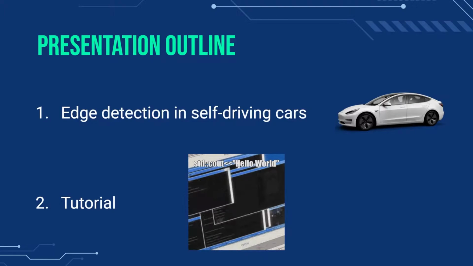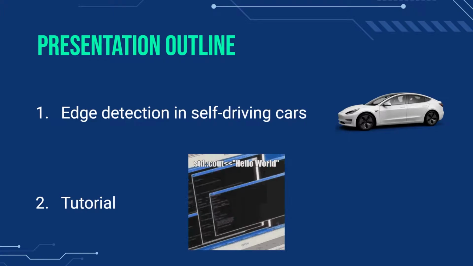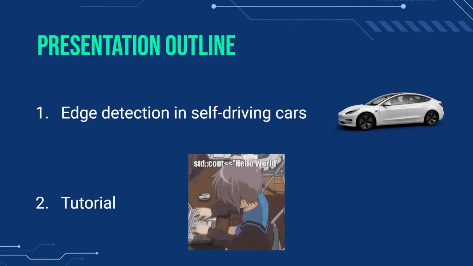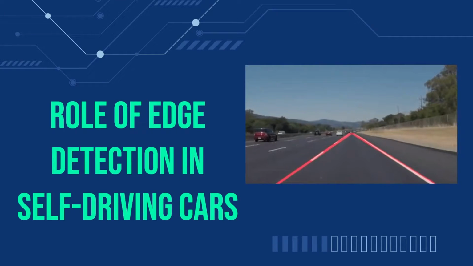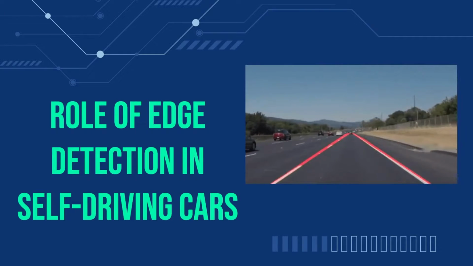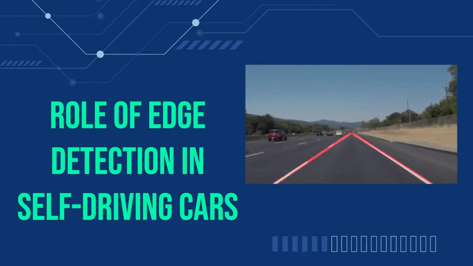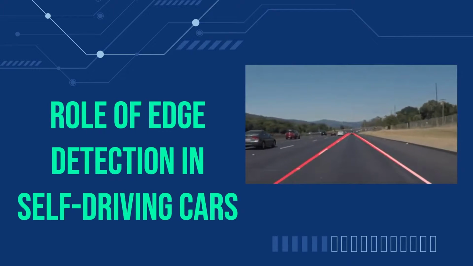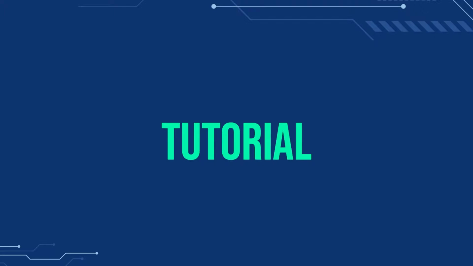In this video, I'll be going over what role edge detection plays in self-driving cars, and I will demonstrate how to implement a program that processes a picture of the road and detects lane lines. As mentioned in my previous presentation, edge detection algorithms are used in self-driving cars to set the steering wheel angle based on the lane lines detected on a picture of the road. Now let's get into the tutorial.